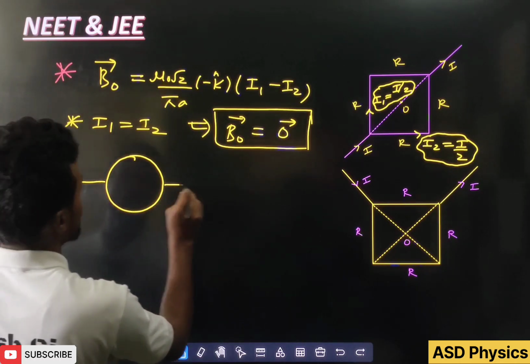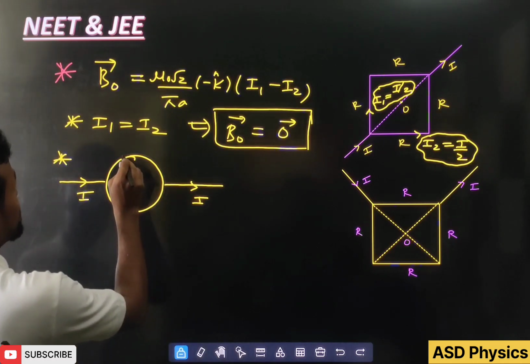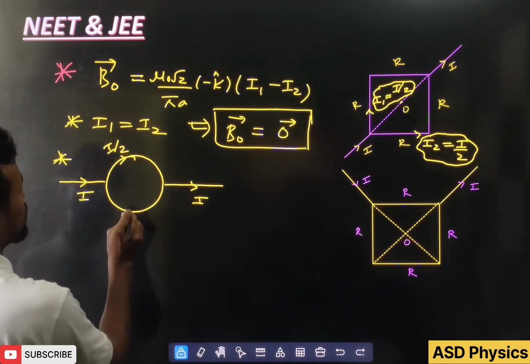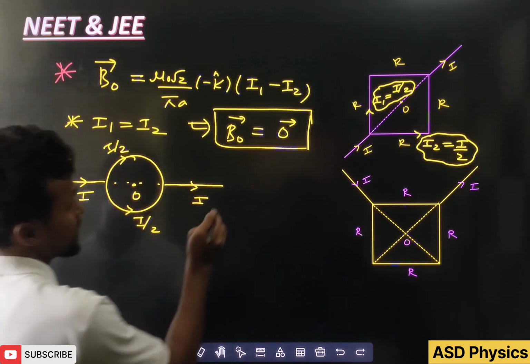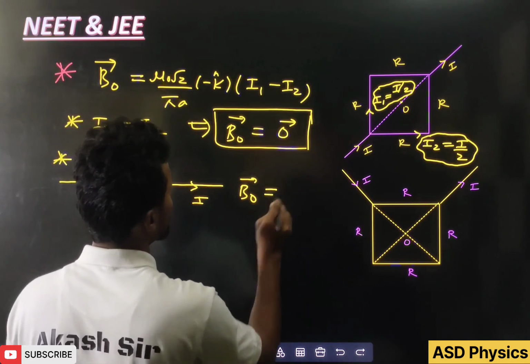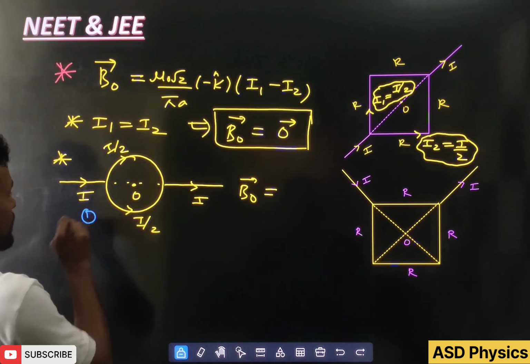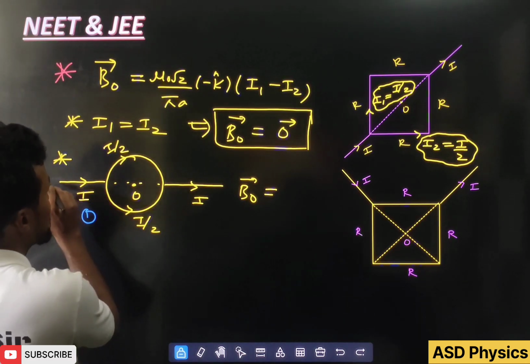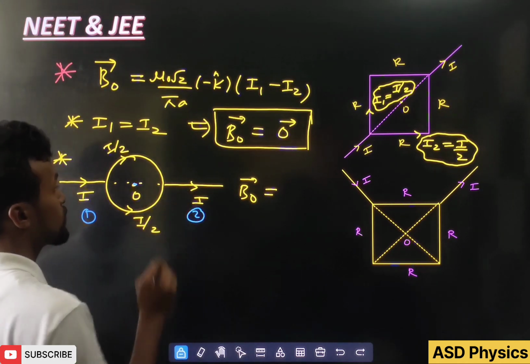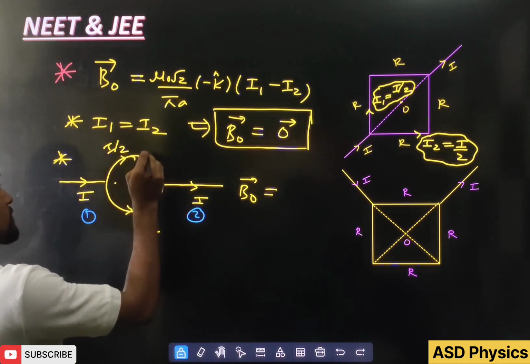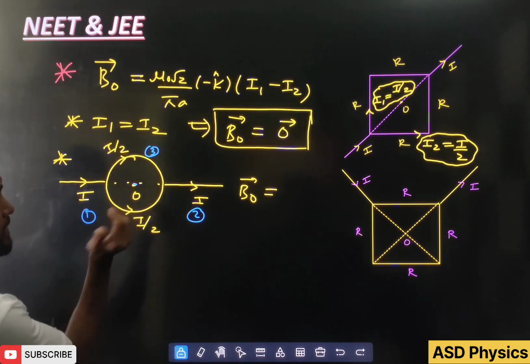Now, in our previous videos I have covered this. Let's take current I going here, and here the current is I by 2, and here also the current is I by 2. If I take point O, as I have told you very well, due to section 1 the magnetic field is 0, because the current carrying conductor is along the observation point. Due to section 2 also, the magnetic field is 0. Due to section 3, the magnetic field is inside, and due to this section, the magnetic field is outside.